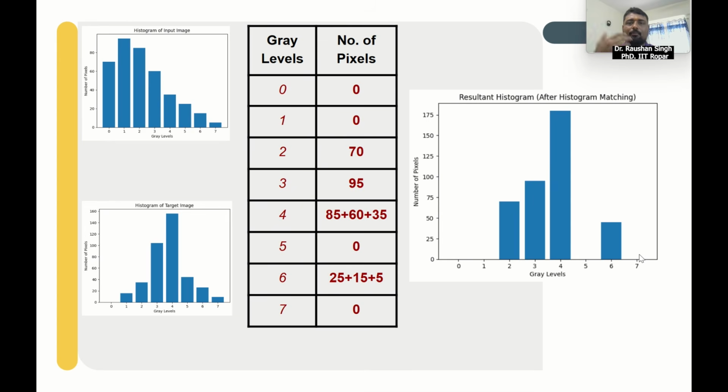Now whatever image forms from this will automatically adjust the pixels so that it looks better to our eyes. So this was histogram matching.